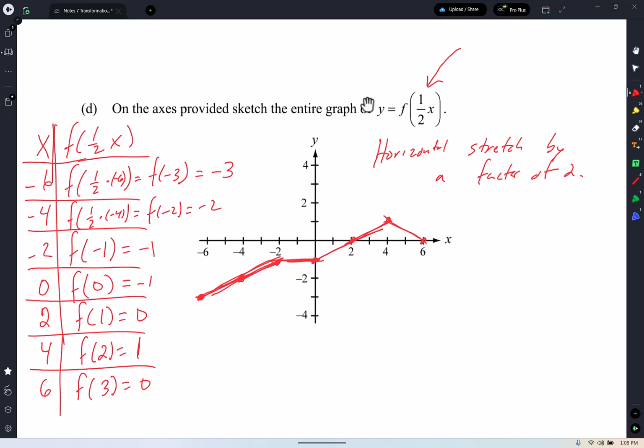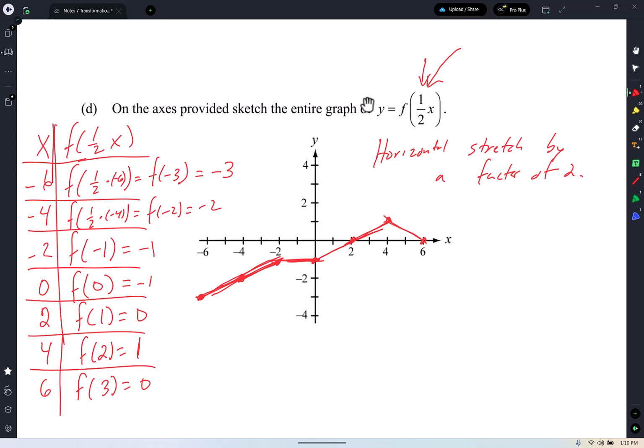And so the question is, why does it do a horizontal stretch by a factor of 2? Well, I have this 1/2 on the inside, and whenever you take this x value and you multiply it by a half, you get the values that were on the original. So if you go in reverse, you have to multiply by 2. Does that make sense? Did I say that right?